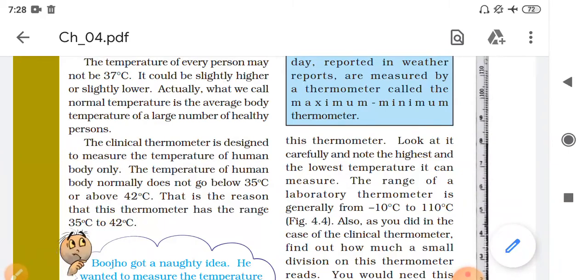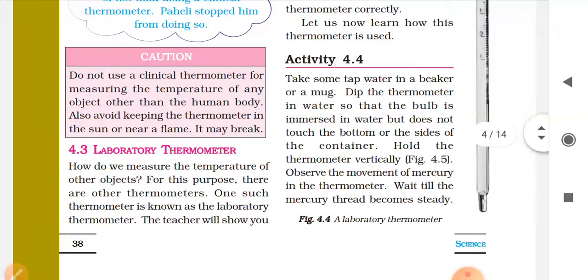Now in the next session we will understand about the laboratory thermometer.